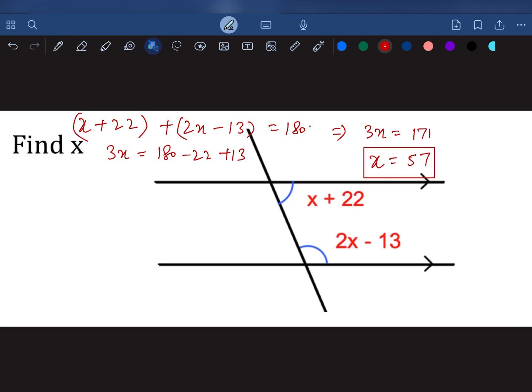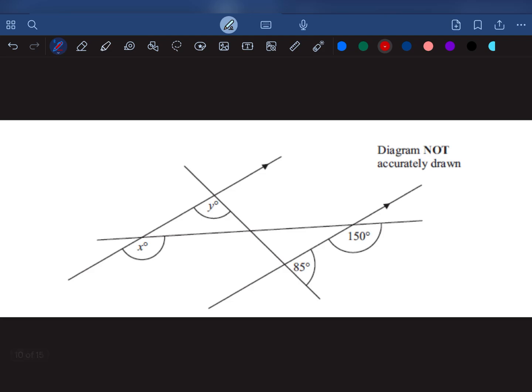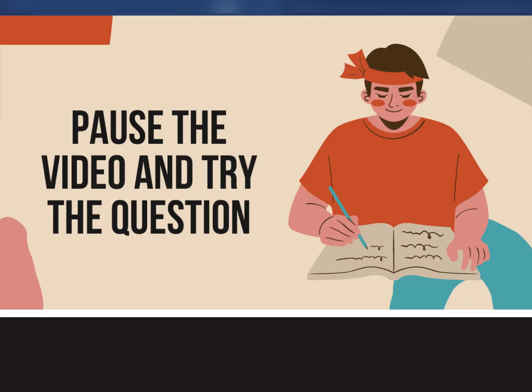I hope you are understanding and these questions are not so hard for you. Now, this is question number 3. Let's take a minute and try to find the value of x and y.